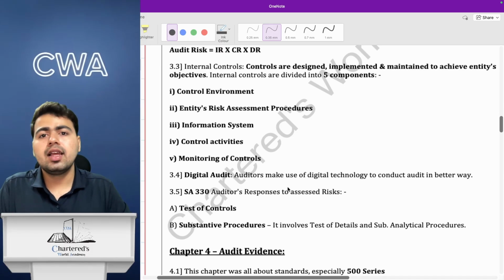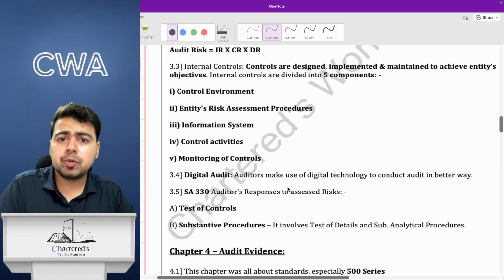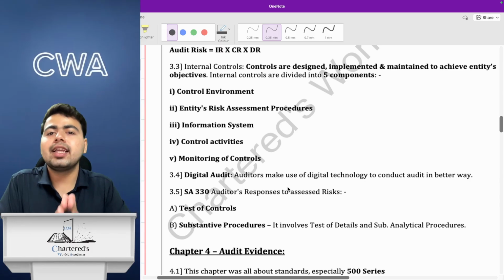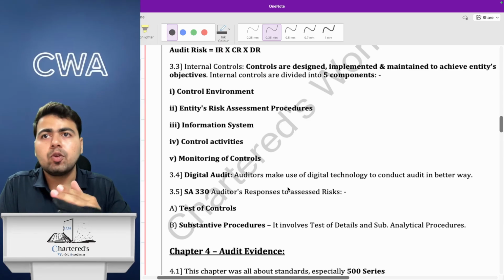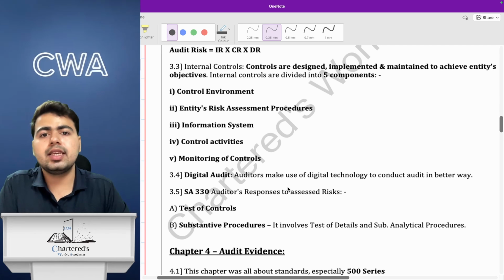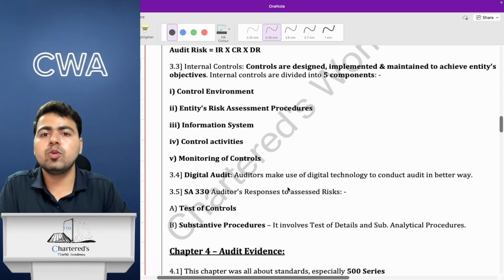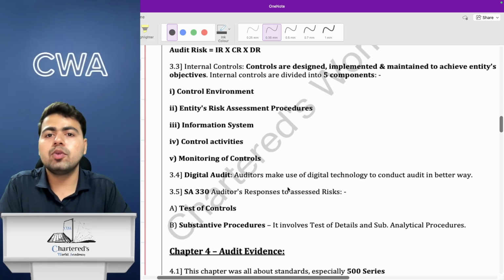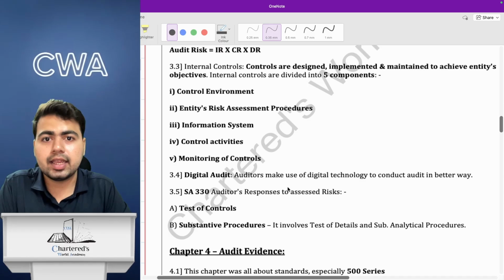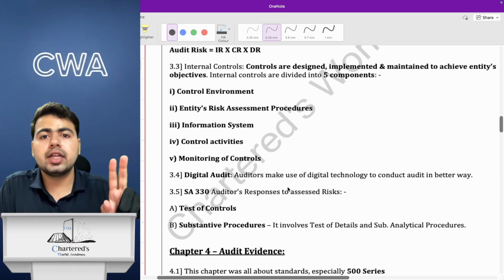Related to audit evidence, we were taught 2 very important things: that audit evidence should be sufficient and appropriate. Now, what does that mean? The quantum of audit evidence should be such that you can easily reach the conclusion, and it should be appropriate. It means the audit evidence should be of the same area that you are testing, right? So the 2 things primarily that you have to remember are sufficient and appropriate.